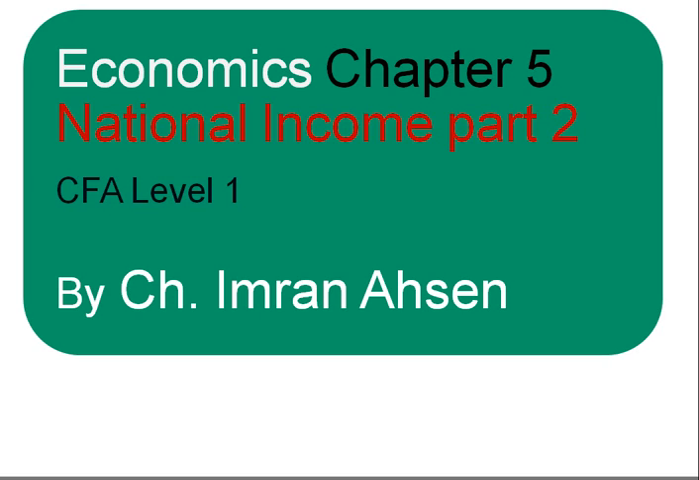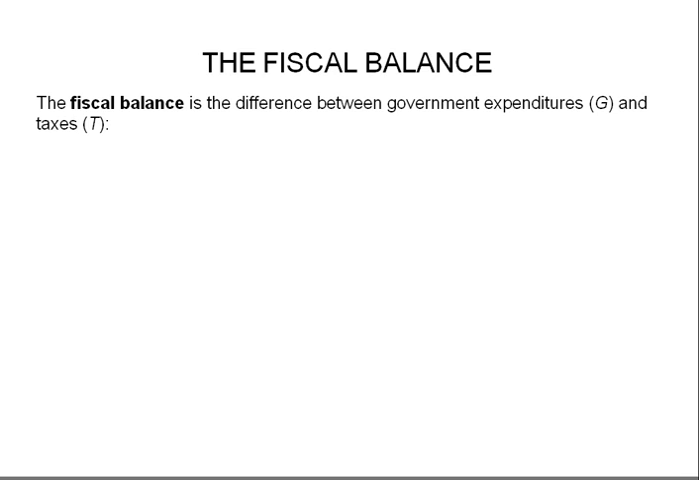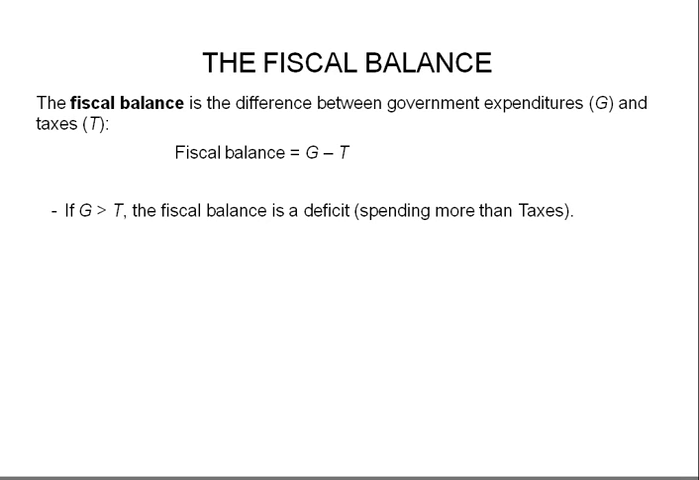The second part, the fiscal balance. What is the fiscal balance? Fiscal balance is the difference between government expenditures and taxes. So what is government earning and what is government expending? The difference between those two is called fiscal balance. Fiscal balance is equal to G minus T, where G is government expenditures and T is government taxation.